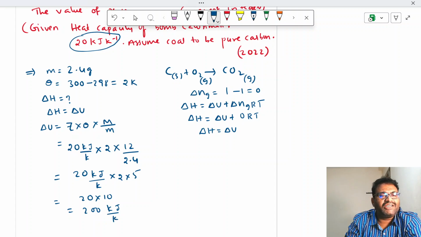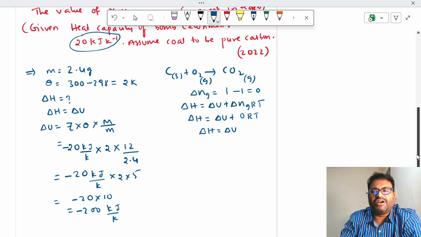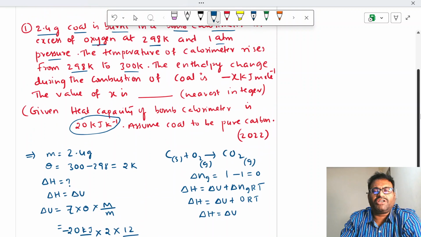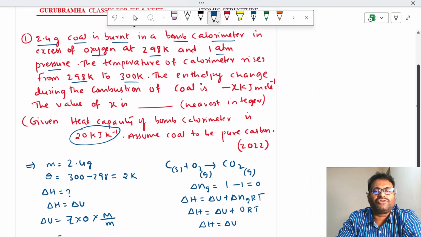See here, energy is released. So energy is released, exothermic. When it is exothermic, we have to mention it as delta U is equal to minus. As the reaction is exothermic, as the combustion reaction is exothermic, always we have to represent delta H and delta U in minus. Understood? So this is one way of solving the question. Another way of solving the question also we can solve.